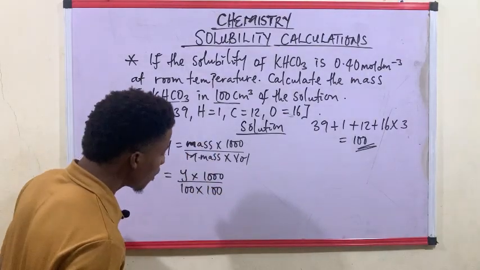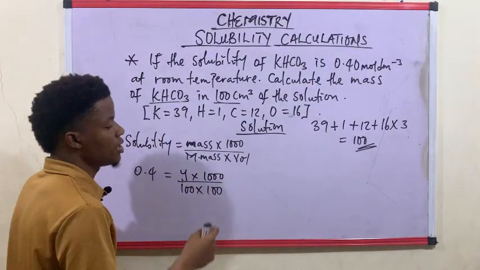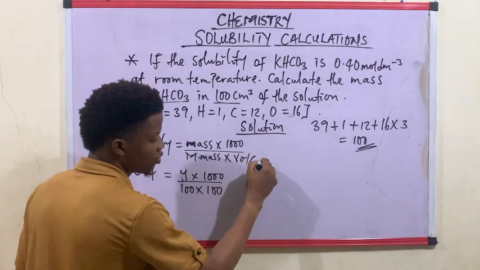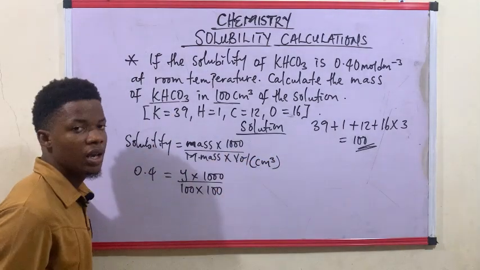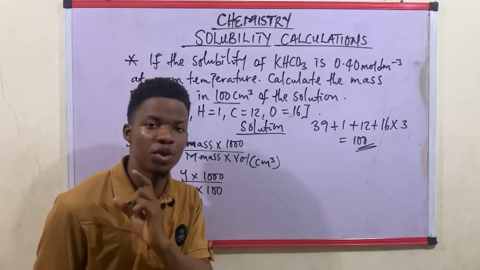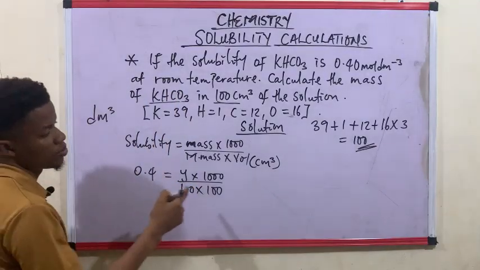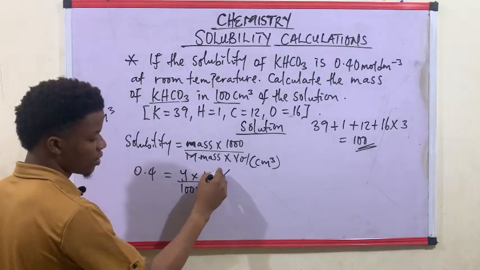Now, please don't forget the reason why we are always putting over 1000 in this formula is because of volume in centimeter cube. When you have volume in centimeter cube, you put this 1000 here. If volume is given in dm cube, please do not put this 1000 again. All right, so 0 cancels out 0, 0 cancels out 0.